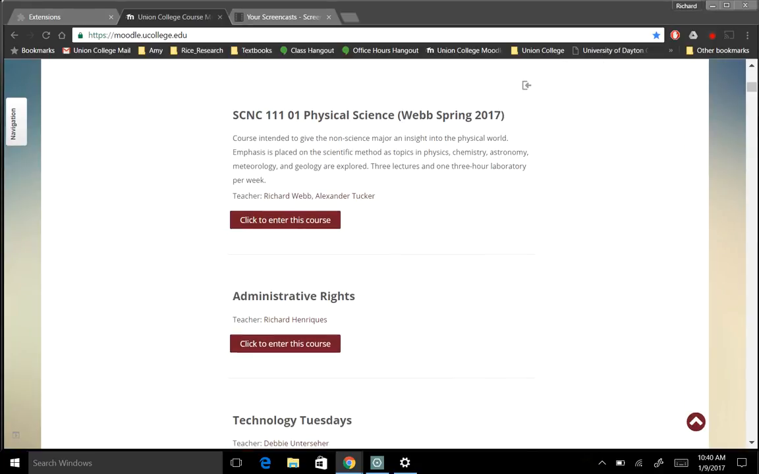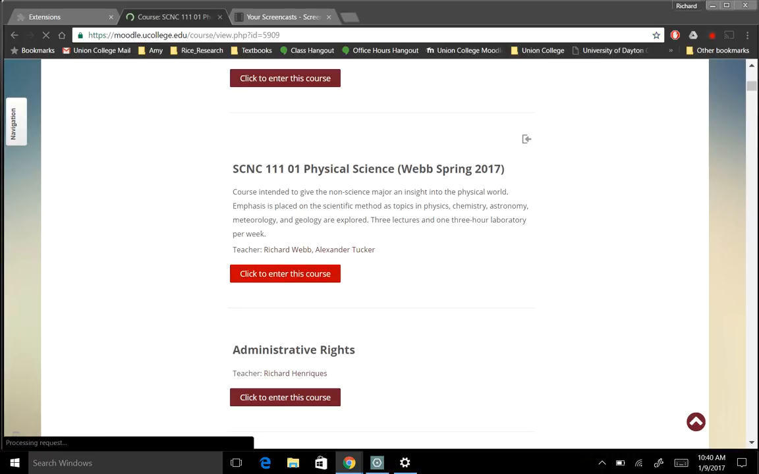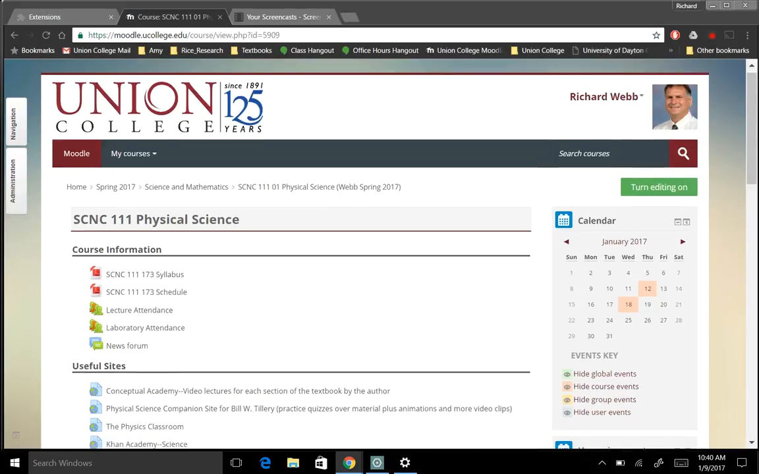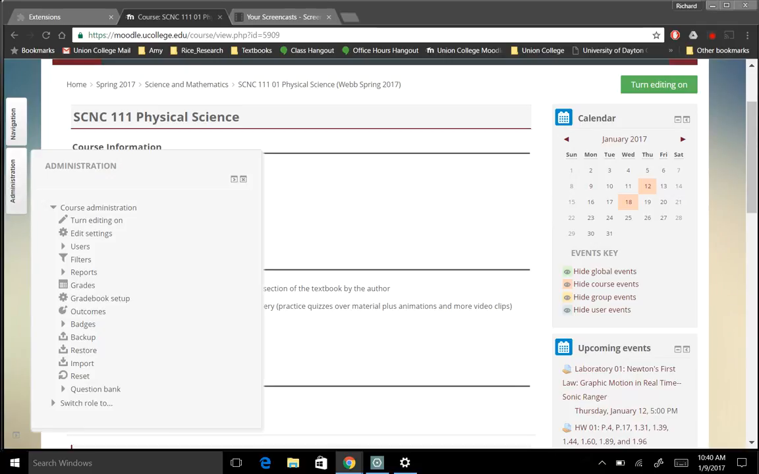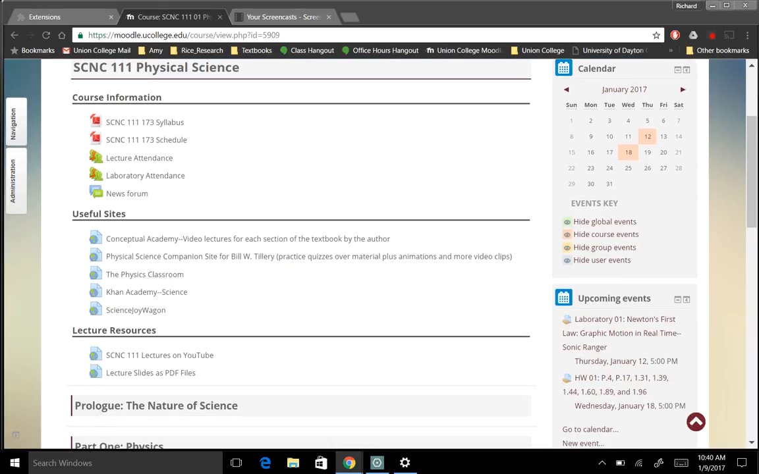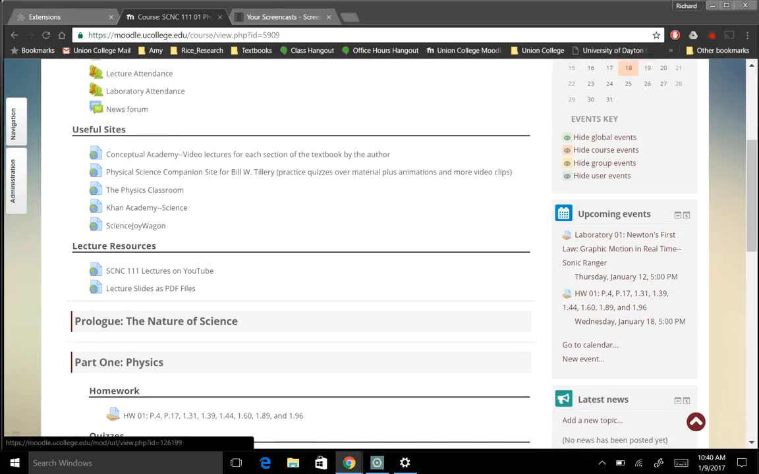Okay, so we look at this class, Science 111, on Moodle. You might have it look differently. I have my administration block off there on the side. The syllabus and the schedule are here in case you need to review them. Conceptual Academy is videos by the textbook author, basically covering every section of the entire textbook. So you can watch lectures by the author on the entire textbook at that first site. It's a really good site.